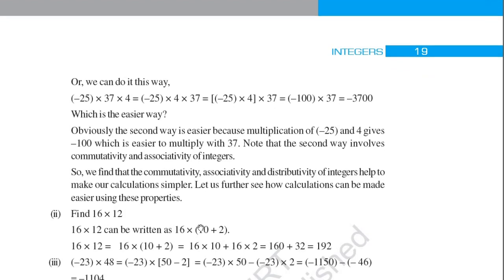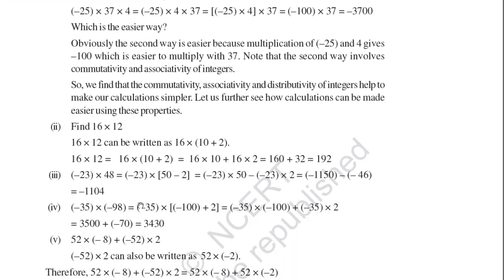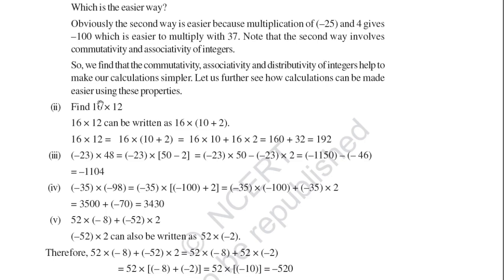So we find that the commutativity, associativity and distributivity of integers help to make our calculation simple. Let us further see how the calculation can be made easier using these properties. Find 16 into 12. So 12 can be written as 10 plus 2. So it will become easier. 16 will be multiplied by 10 and 16 will be multiplied by 2. So you can see here, when 16 is multiplied by 10, it will become 160, and 16 into 2 will become 32. So it is easier to multiply and then add both, you will get the answer.